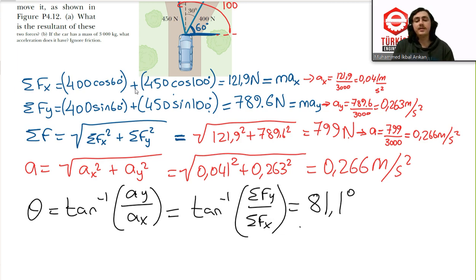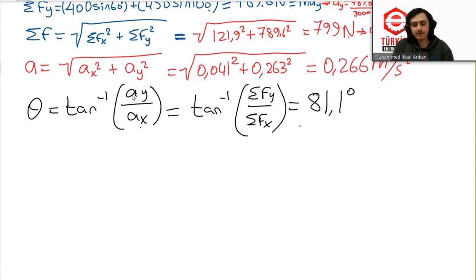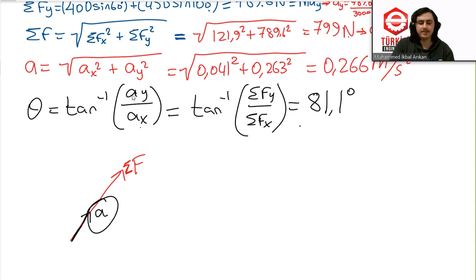That's it. But the angle between the velocities, vy divided by vx, will not be equal to the force direction. Why? Because the net force vector must be in the same direction as the acceleration vector, because when you multiply acceleration by mass, you will get the force. Yes or no? So they must be in the same direction.